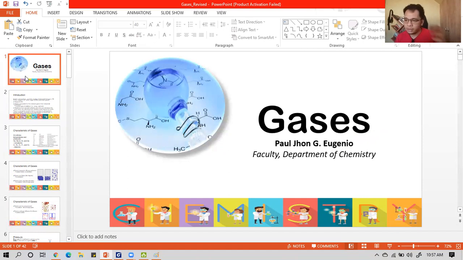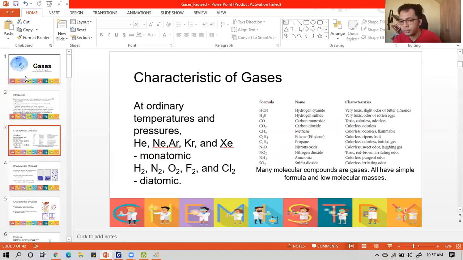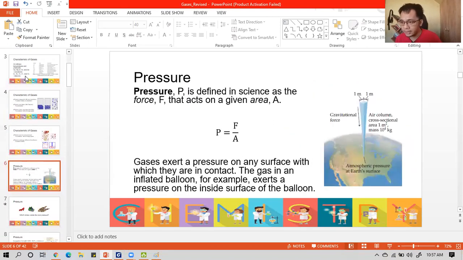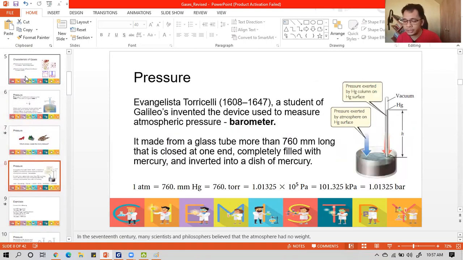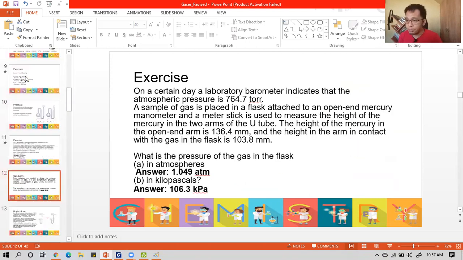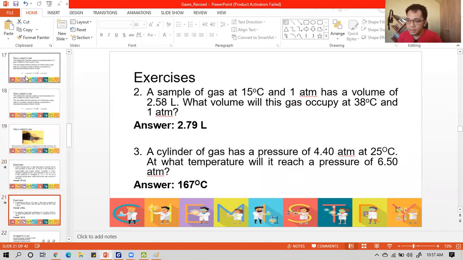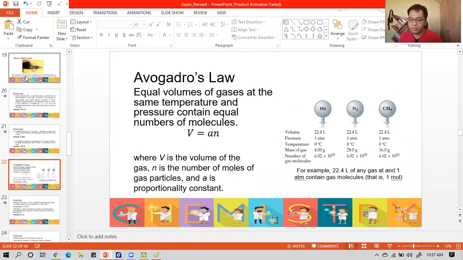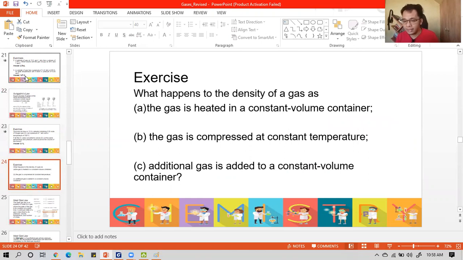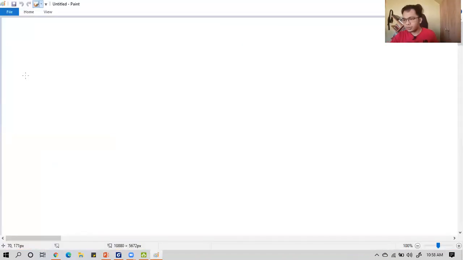Okay, back to our discussion. In your last module, you talked about the pressure, volume, temperature relationship of gases, also known as Boyle's law, Charles's law, and Gay-Lussac's law. That's the PVT relationship. Now let's impose the combined gas law, Avogadro's law, and the gas rate constant.